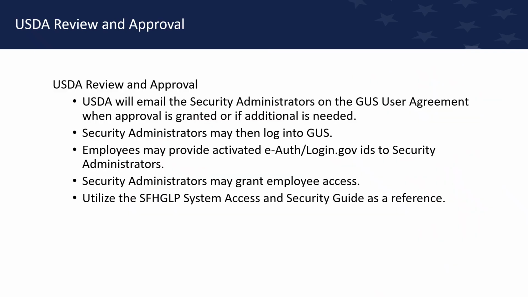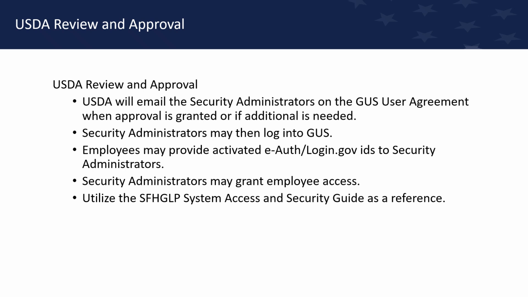After USDA receives and approves the lender's complete application package to become a GUS user, the following will occur. USDA will email the security administrators listed on the GUS user agreement to share the good news. The security administrators may log into GUS and use the system. Employees and agents may provide their activated EOS Login.gov IDs to the security administrators. Security administrators can log into the authorization menu option from the GUS welcome screen to begin entering IDs in order to assign GUS access and privileges.